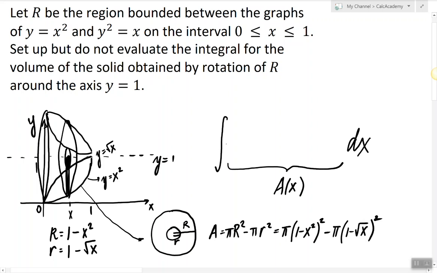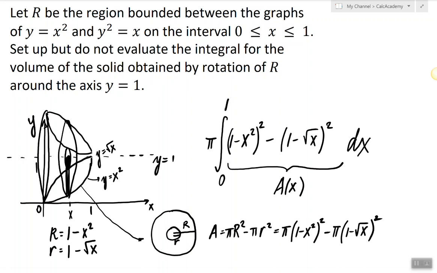Now pi can be factored out, and inside we are left with quantity 1 minus x squared, squared, minus quantity 1 minus square root of x, squared. And finally the limits of integration are from the lowest value of x to the largest value of x, which are 0 and 1. So this is the integral that finds the volume of the solid of revolution defined by this region R.